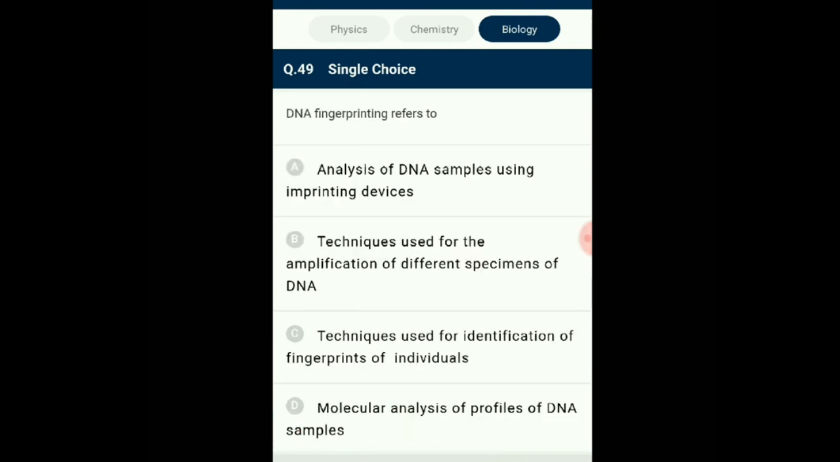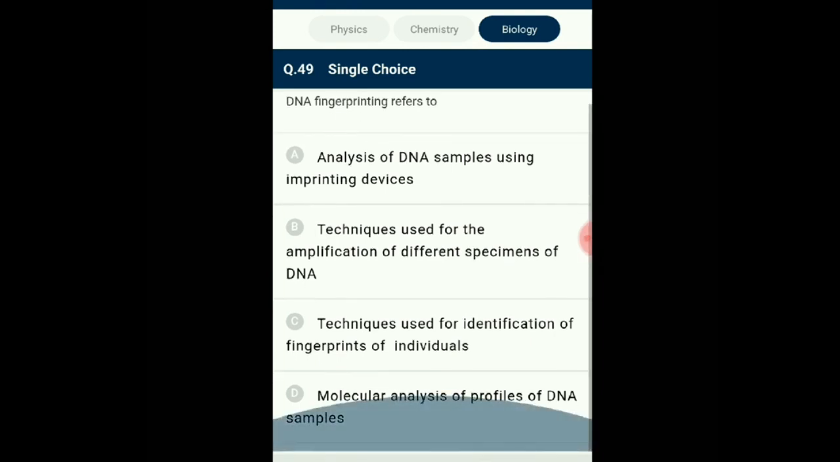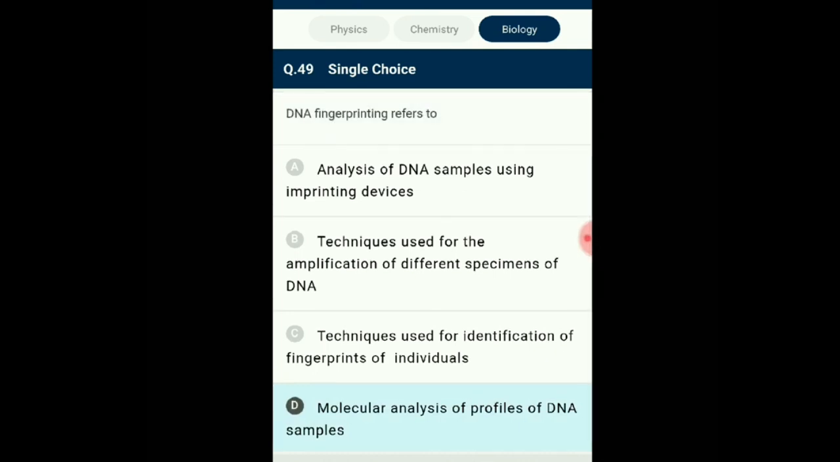Question number 49. DNA fingerprinting refers to. DNA fingerprinting is a technique of determining nucleotide sequence of certain areas of DNA which are unique to each individual. DNA contains non-coding hypervariable repeat sequences called VNTR. DNA fingerprinting involves the identification of these VNTRs. So the answer is option D. Molecular analysis of profiles of DNA samples. That is the answer for this question.